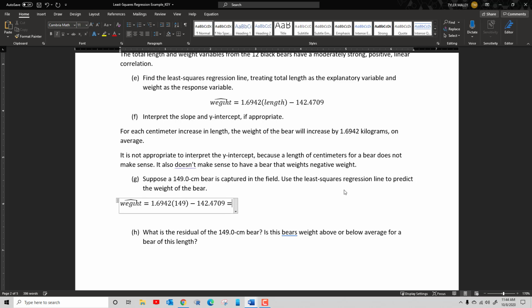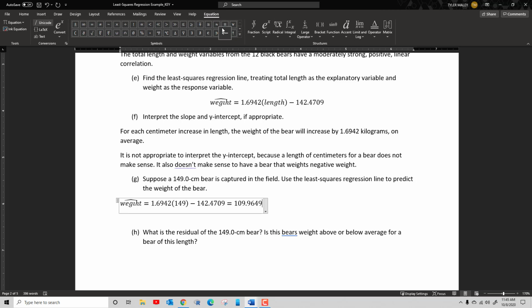So we could use our calculator to come up with this number, right? I'm just plugging this into my calculator. So I have 1.6942 times 149 minus 142.4709. I'm getting 109.9649 as my answer, right? So if we round that to the nearest kilogram, that's going to be approximately 110 kilograms. Right, so this was also in kilograms.